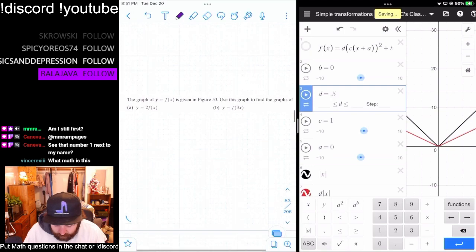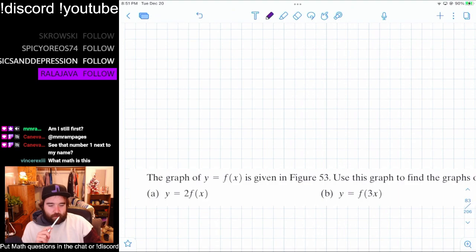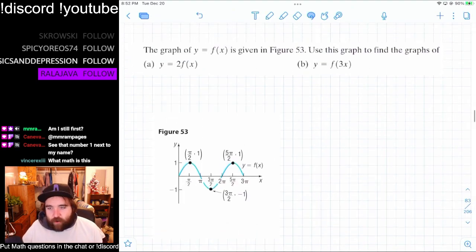Ooh, what is this? Graph. Ooh, they gave us graphs in the figures. Hold on, we gotta pause. We gotta get the pictures. Okay, so this is a fair use for transformations.